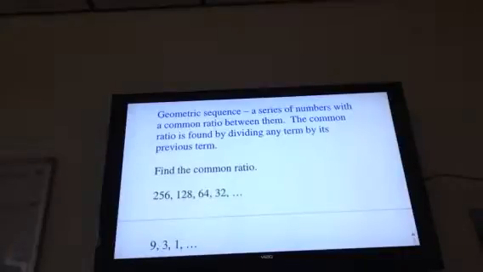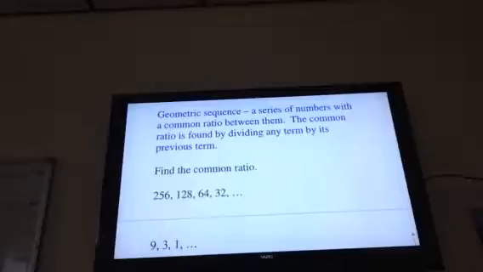A geometric sequence is a series of numbers with a common ratio between them. Remember that a ratio is simply a fraction. The common ratio is found by, now this is what you're going to have to know how to do, found by dividing any term. So pick one of the terms, obviously as I finish the definition here, not the first term, but pick any term and divide it by its previous term, or the one in front of it.